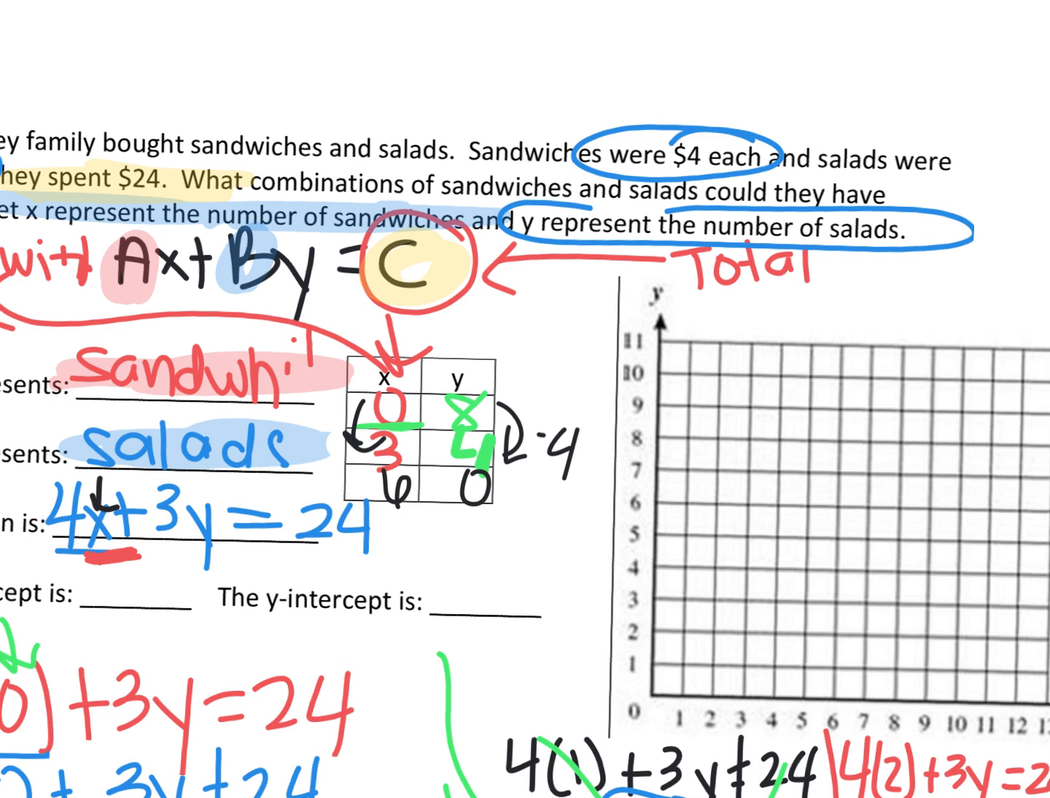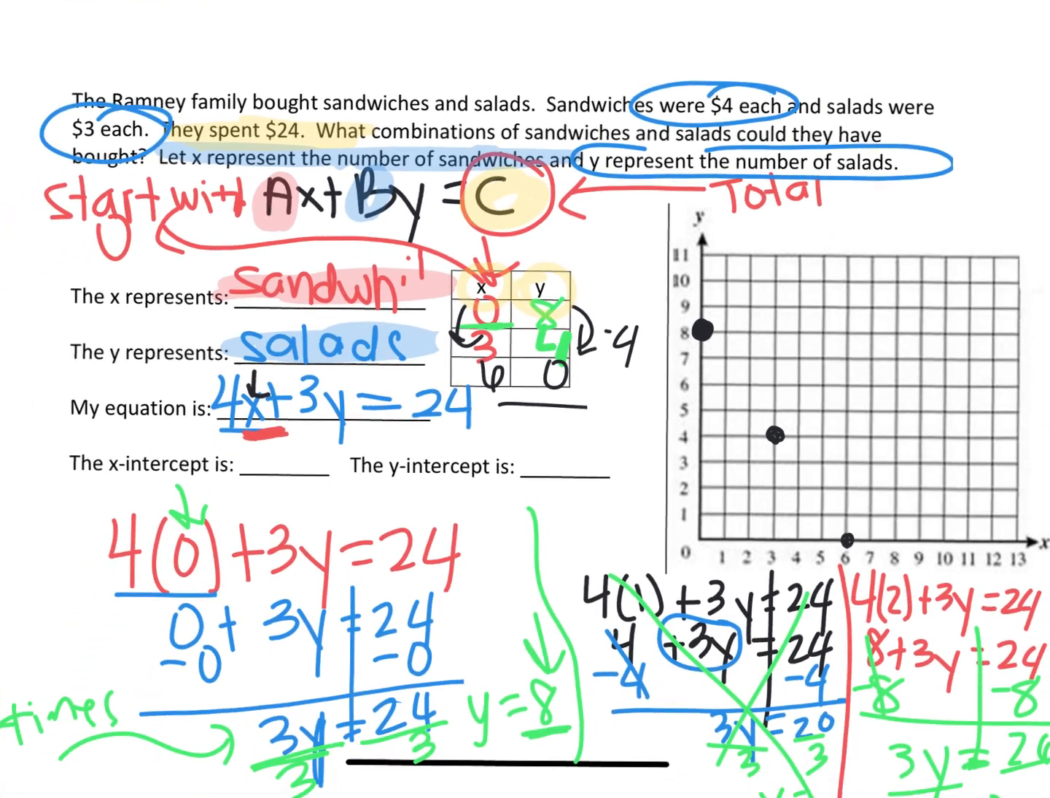Now I go to my graph. 0 on the x-axis and 8 on the y-axis. 0, 8 is right here. 3, I go to the right 3. So this number is 3. I go to the right 3 on my x-axis, and my y says 4, so I place a dot right here. And now I'm going to 6, 0 right here. All right, so those are my different combinations.